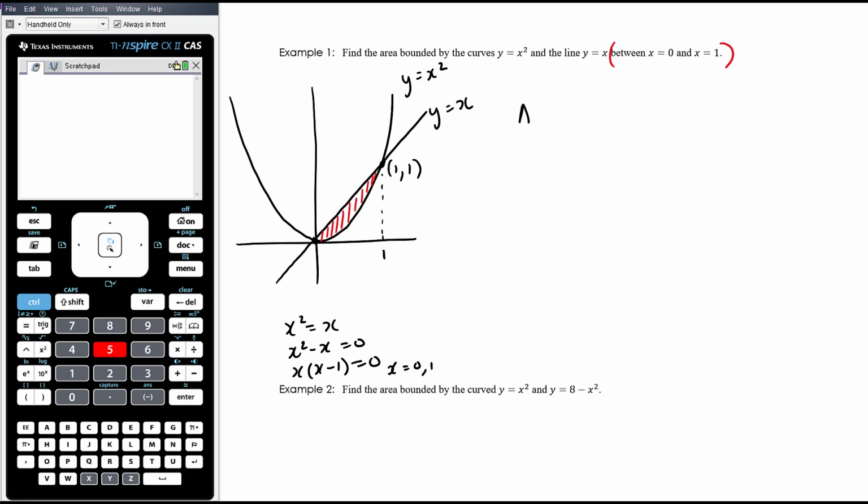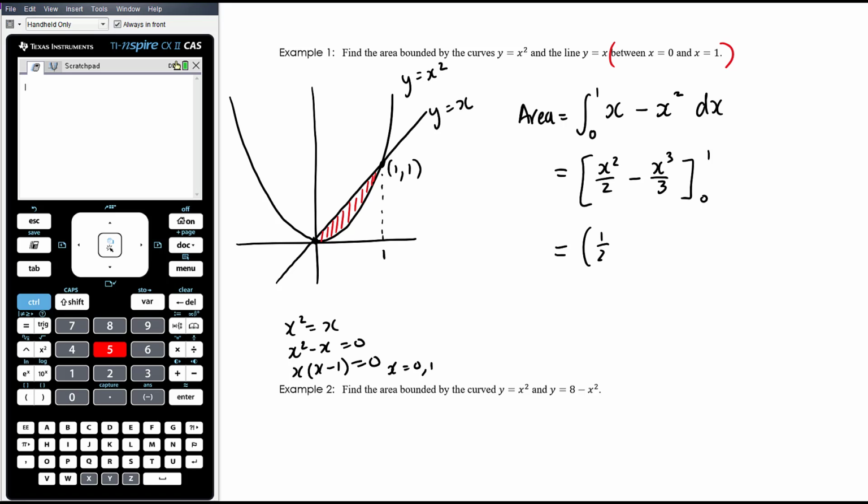Okay, so the area is going to be the integral from 0 to 1 of the top function, which is x, minus the bottom function, which is x squared. And then we just work that out. Antiderivative of x is x squared on 2, minus antiderivative of x squared is x cubed on 3, from 0 to 1. Okay, so when we sub in 1, we get 1/2 minus 1/3. Take away, subbing in 0, we get 0 minus 0. So it's just half minus a third. Half is 3/6 minus a third, which is 2/6, and so that area is 1/6 of a square unit.